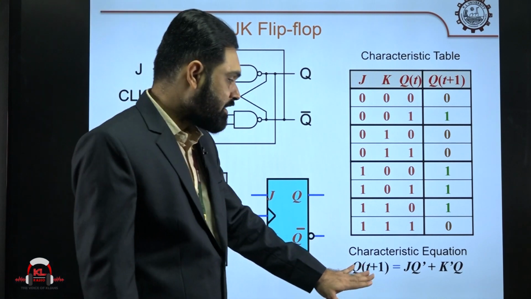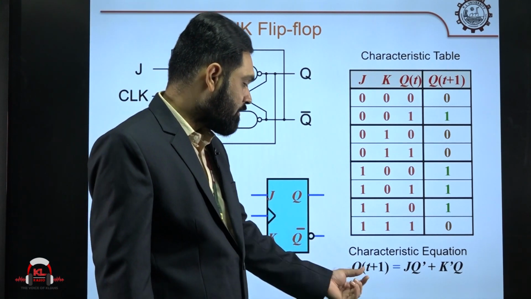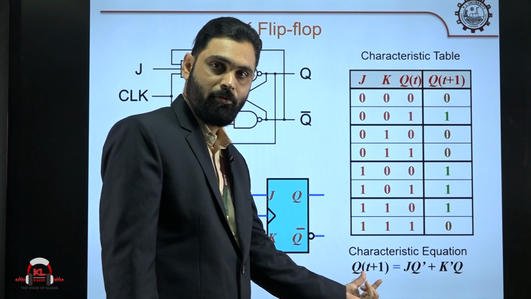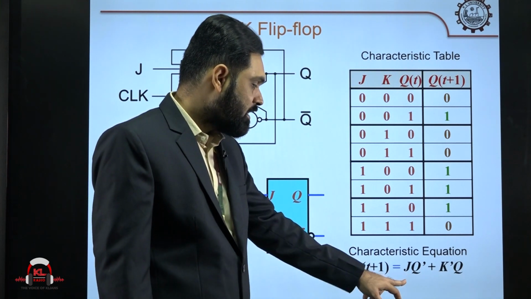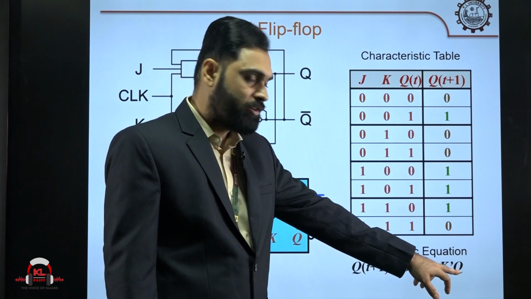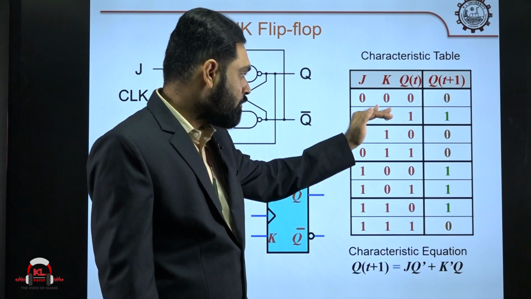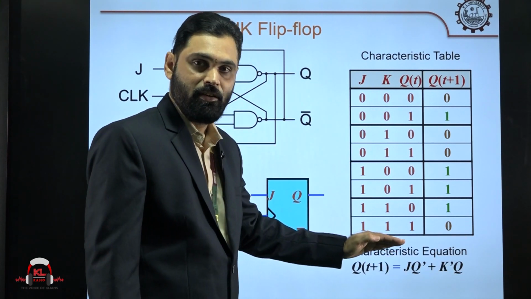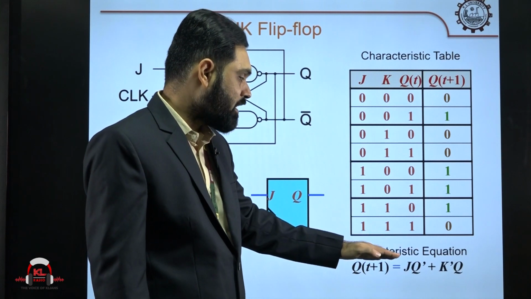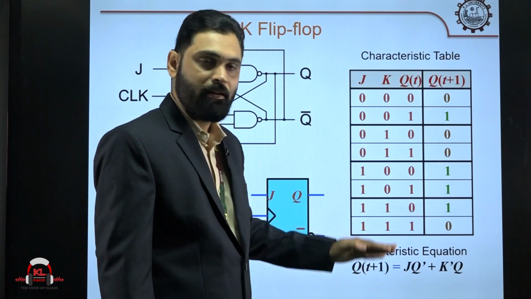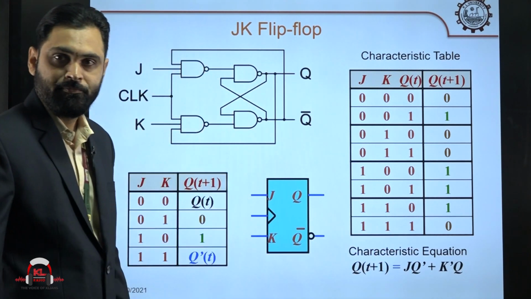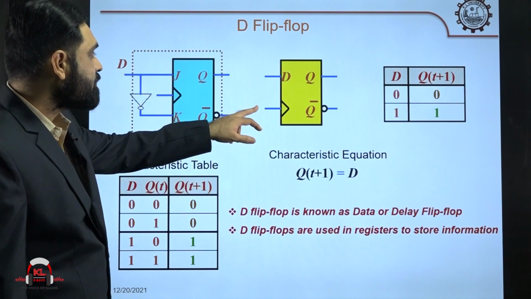And this is the characteristic equation. According to it, if you want to find the next output, Q(t+1) is J Q bar plus K bar into Q. If you apply those values here, you will get the next state. If you know the present state and what inputs you are applying, then you can predict the next state using this particular equation. And coming to the next one, the D flip flop.